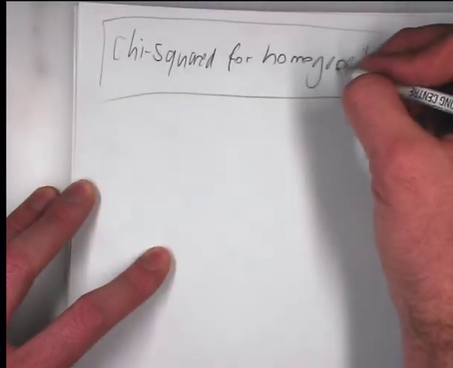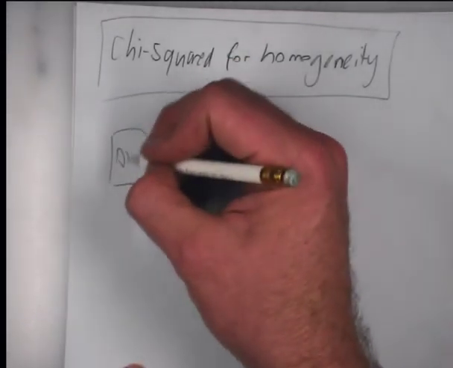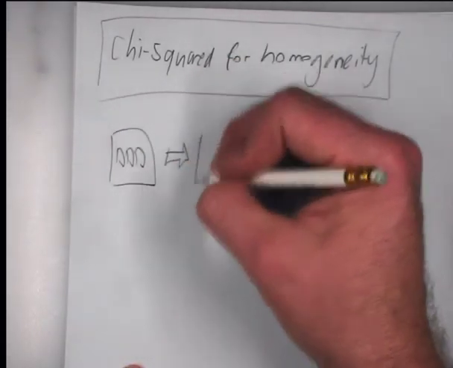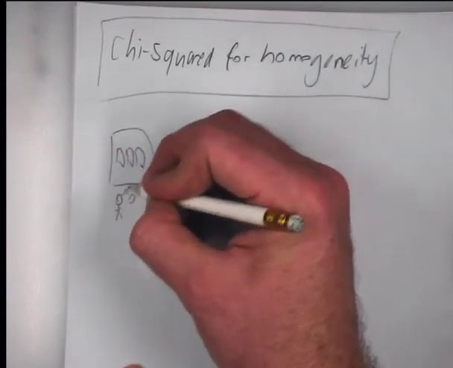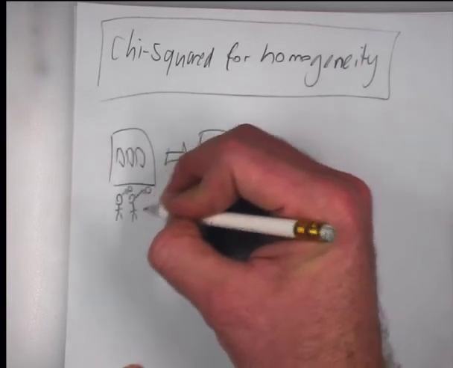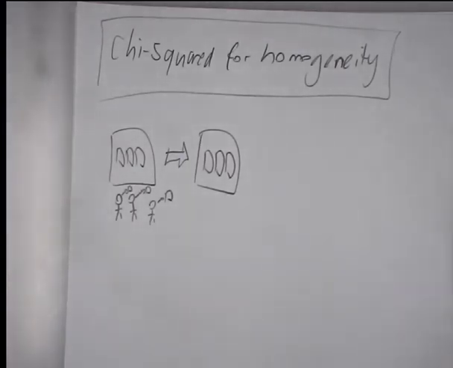Your chi-square test for homogeneity is the same situation. Precisely the same. Everybody has one measurement on them. But your question is ever so slightly different. It is: is the distribution of the outcome different in the three different categories?